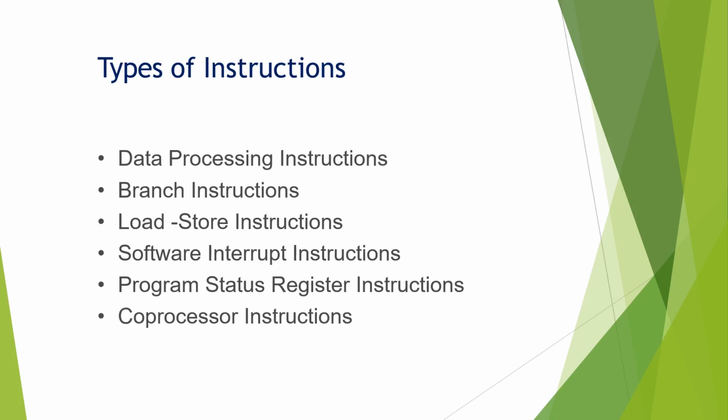Now, the types of instructions. First one is data processing instructions, second is branch instructions, third is load-store instructions, and next software interrupt instructions, PSR instructions, and coprocessor instructions. We will see some basic instructions with examples for better understanding.